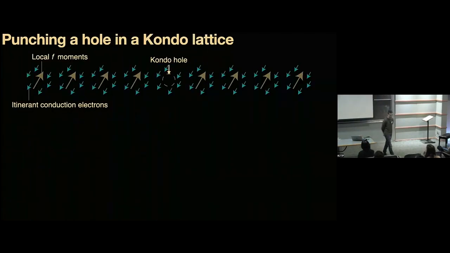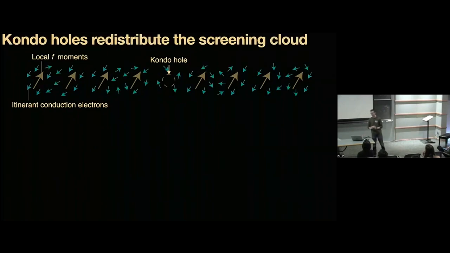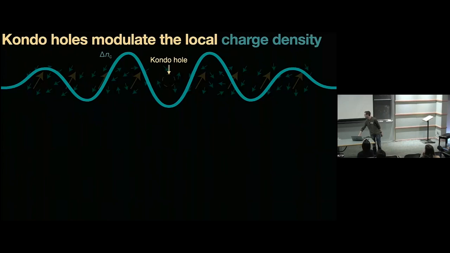The question is, what happens when we remove one f moment from a Kondo lattice? So the first thing that happens is the electrons that were previously screening that f moment don't need to be there anymore. So they're free to redistribute throughout the rest of the lattice. Maybe you get more of them over here and less of them on site, and they set up oscillations in the conduction electron density. This is essentially a Friedel response of the screening cloud to the missing f moment.